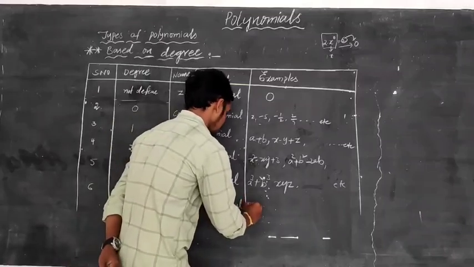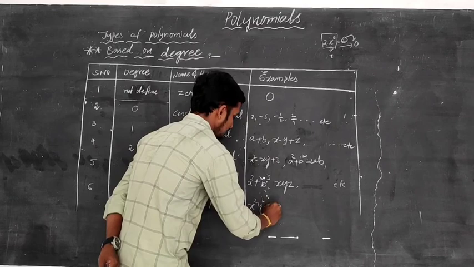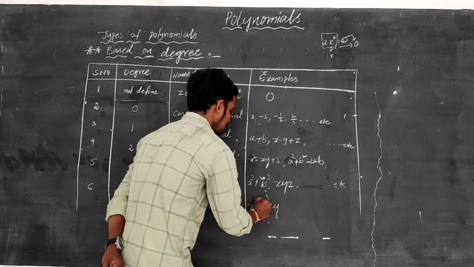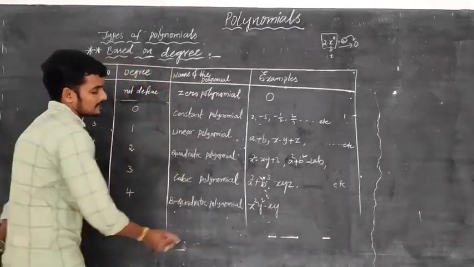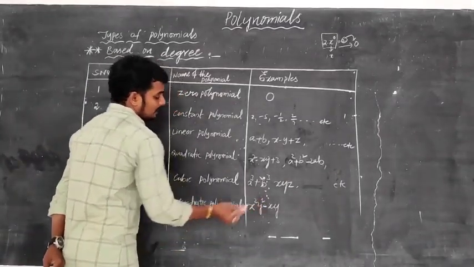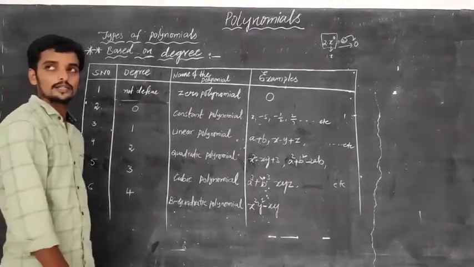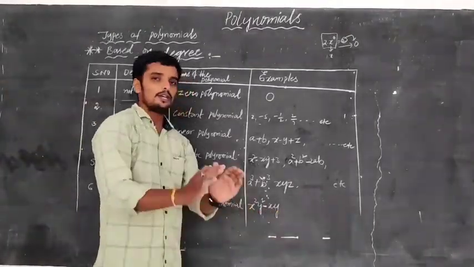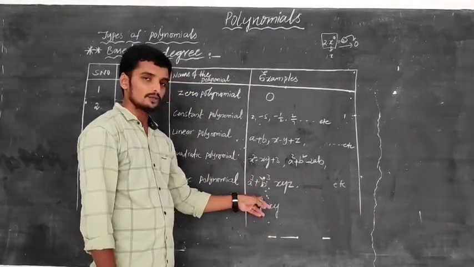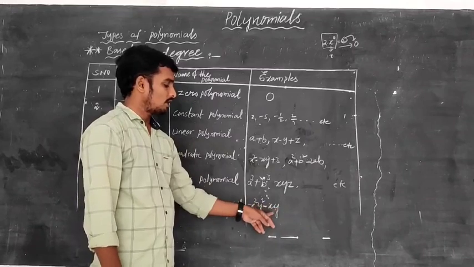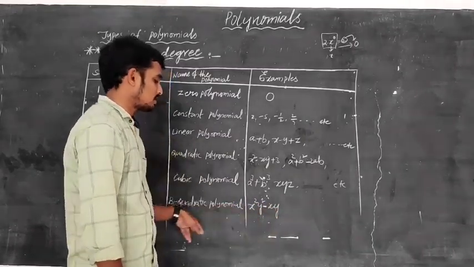Now I am writing examples for this. x square y square minus xy. But dear students, observe this example. This is a binomial. It has 2 terms, those are x square y square and xy. You can find the degrees of x square y square and xy individually. The degree of x square y square: x has 2, y has 2, 2 plus 2 is 4. xy: 1 plus 1 is 2. 4, 2. 4 is the highest number. So the degree of the polynomial is 4.